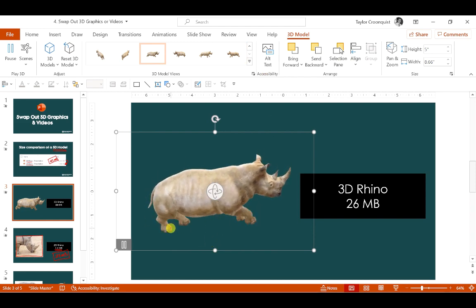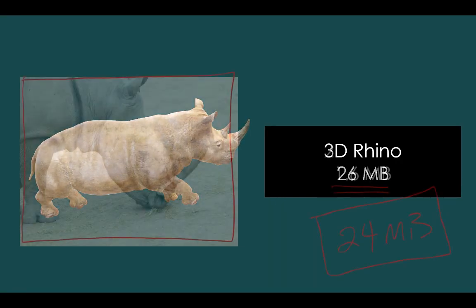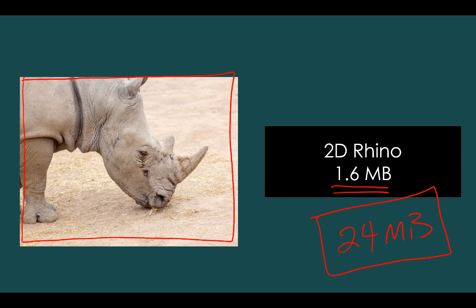But in this case, because this is such a large file, moving to a picture of it makes sense. And if this was a video like this, it could easily be 10, 20, 30 megabytes, even if you compressed it. So by just swapping it out for one single image, you're going to save a ton of space.